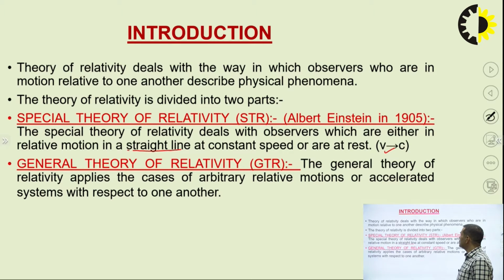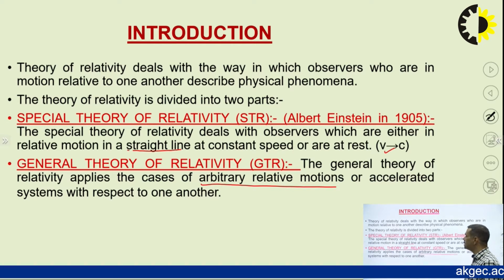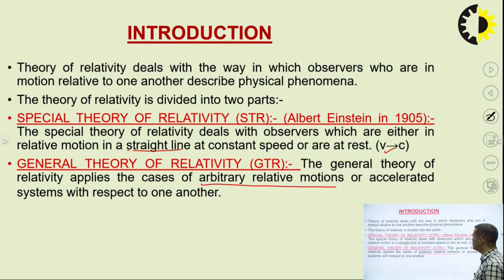Then the second category is the general theory of relativity, also known as GTR. In GTR we again discuss the relative motion between object and observer, but here the motion is arbitrary. That means the motion between object and observer may be in any direction, and the system, the object and observer, may be in accelerated form. That means the velocity between them will not be uniform, it will vary with respect to time.